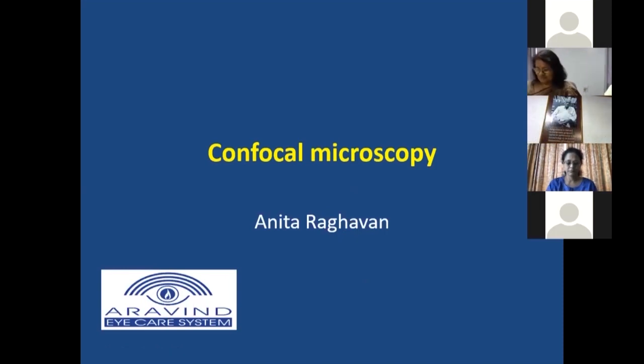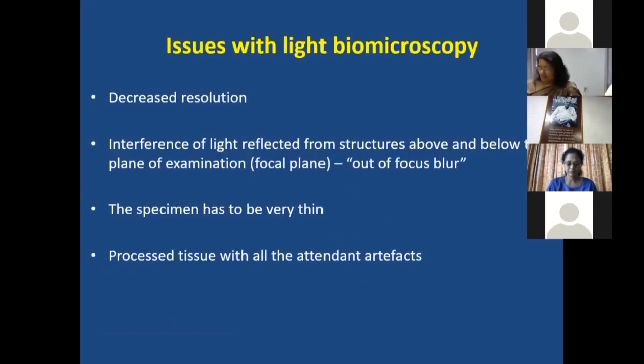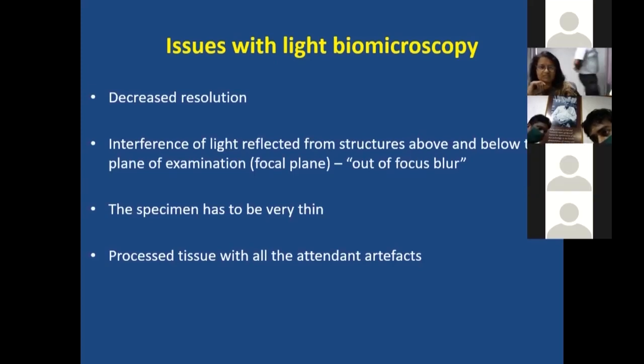Thank you, Anita. Good morning, everyone. My topic is on confocal microscopy. The vast majority of tissue examination is done with light microscopy. But there are certain issues with that. One is decreased resolution. Two is that while you examine the plane, which is called a focal plane, you have interference of light, which is reflected from structures above and below the plane of examination, what you refer to as out of focus blur. The specimen therefore has to be very thin for you to see properly with light microscopy. Apart from that, since it's dead tissue and processed tissue, you have all the attendant artifacts.